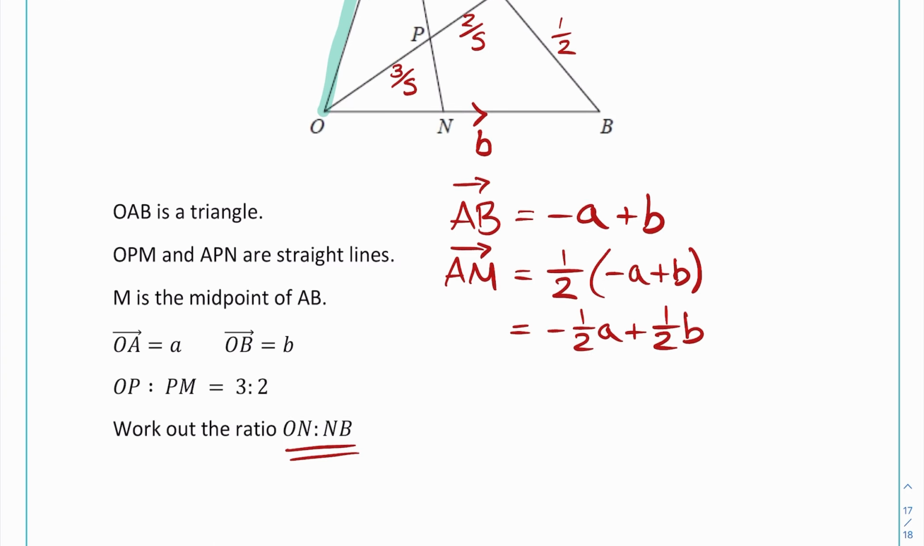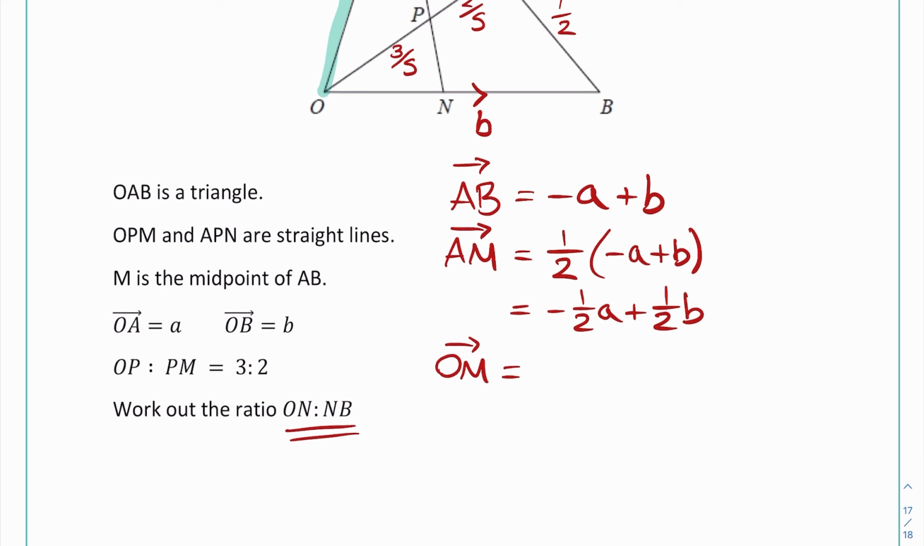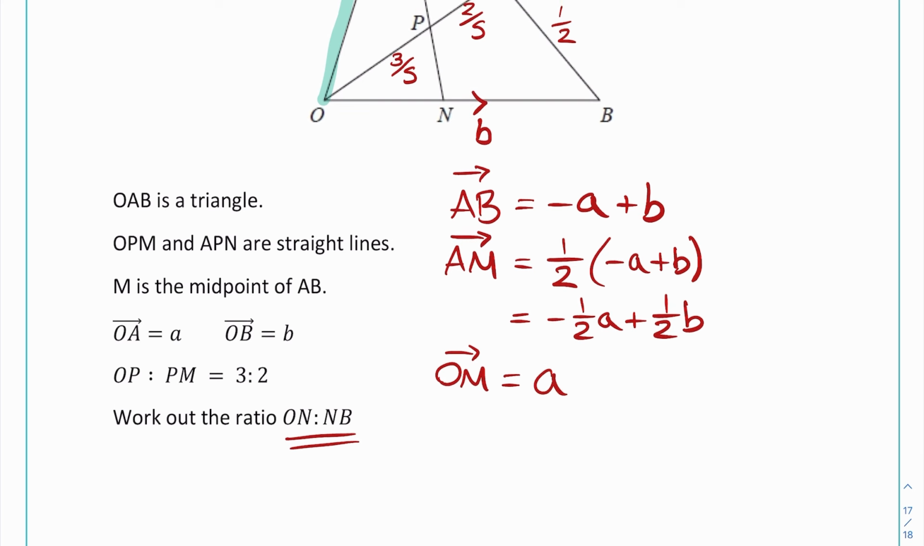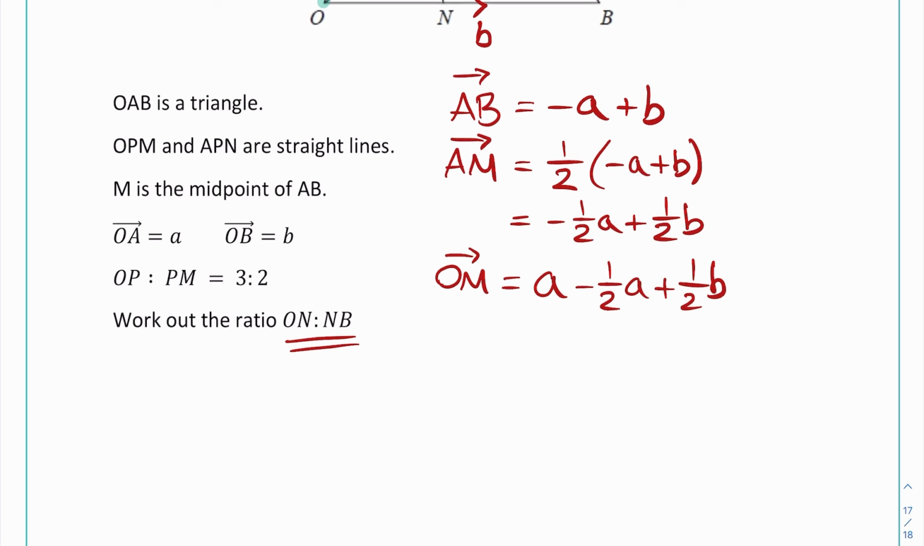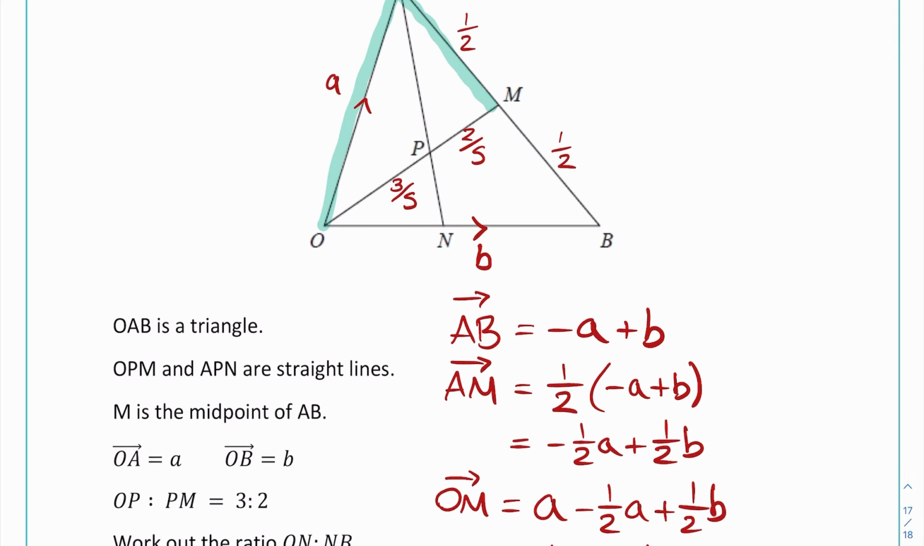So let's write that one in. So O to M, what do we say? Plus a, and then adding this vector A to M that we've got written above, so minus a half a plus a half b. And if we simplify that, 1a take away a half a will just leave us with a half a plus that half b. So now we can get from O to M.